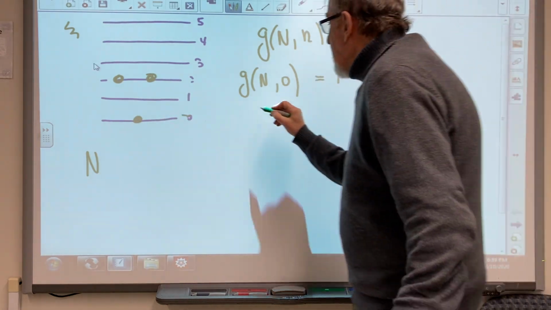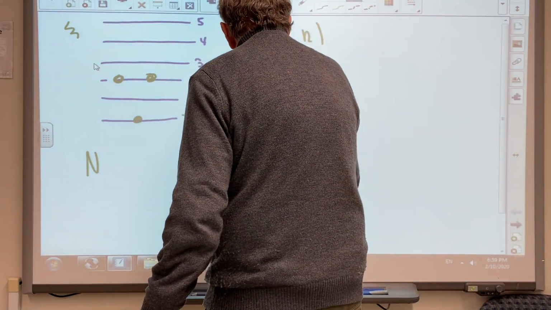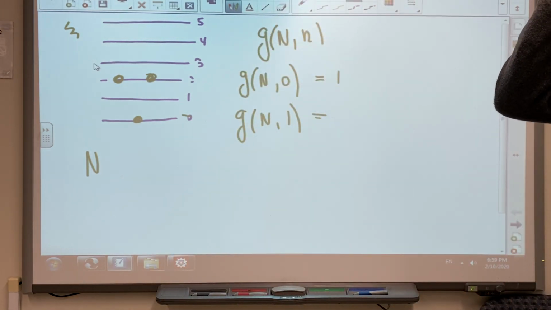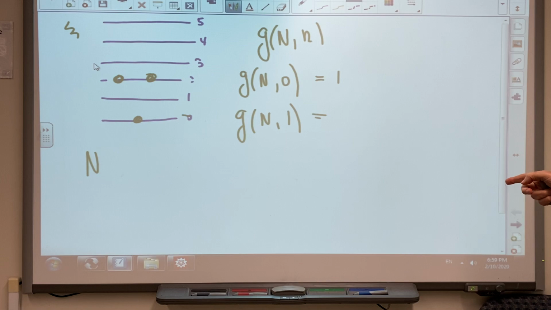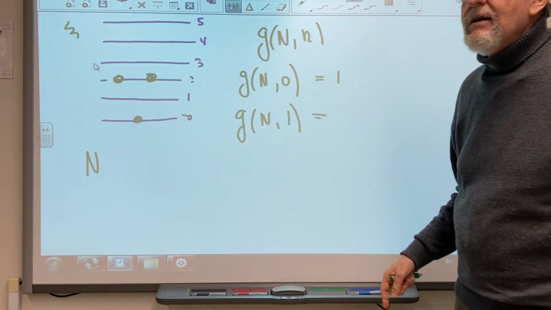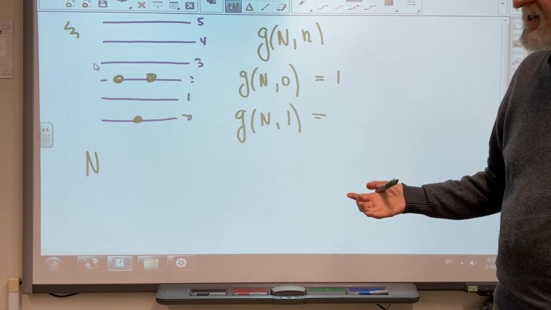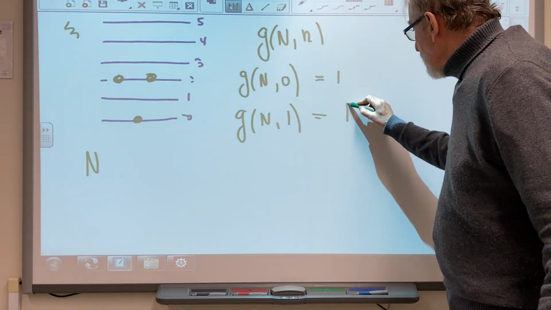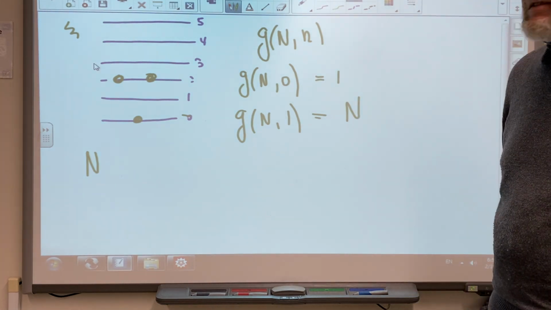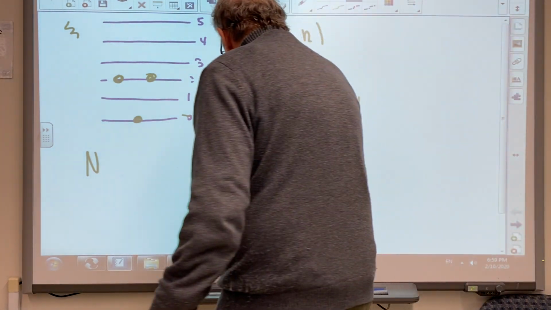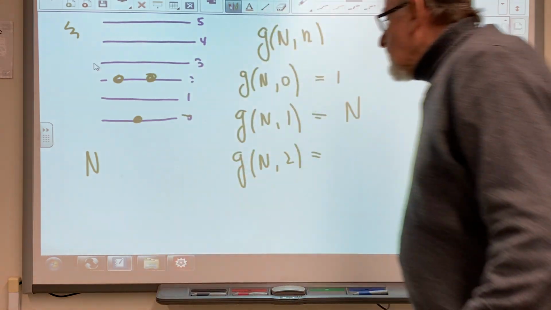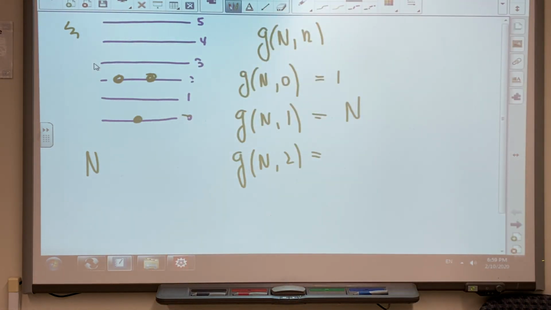And if you calculate G of N, 1, of course, you will have many possibilities now, because that means that all the particles have to have energy 0 except one of them that will have energy 1. And you have N choices, obviously, because any one of these N particles can have it, so there are N different states there.